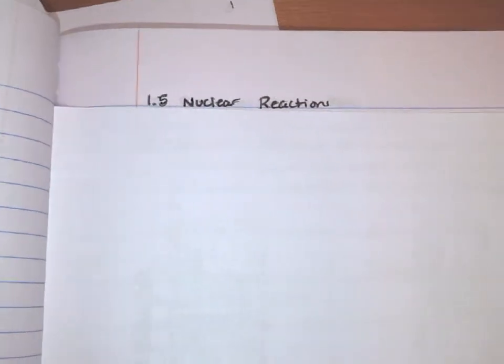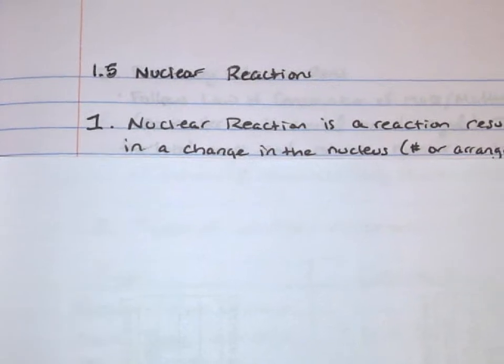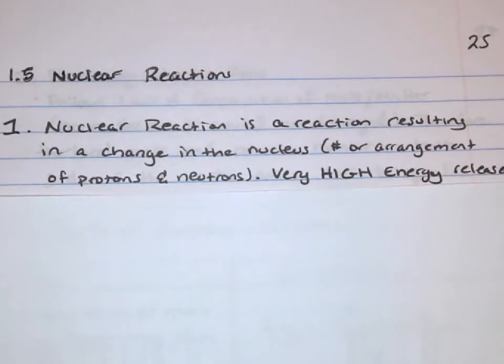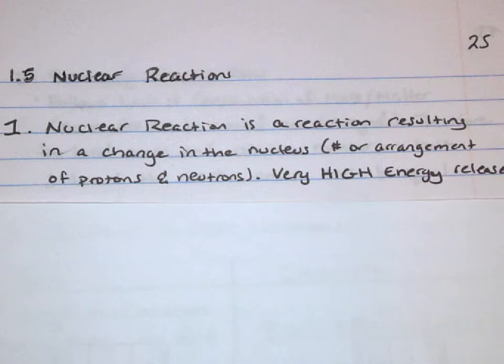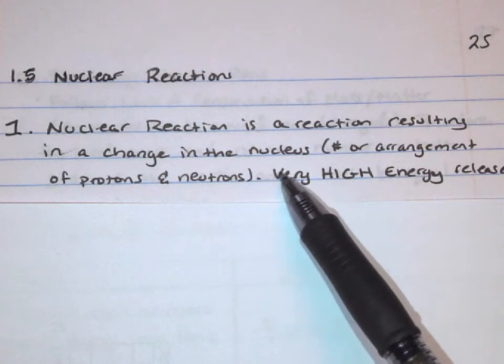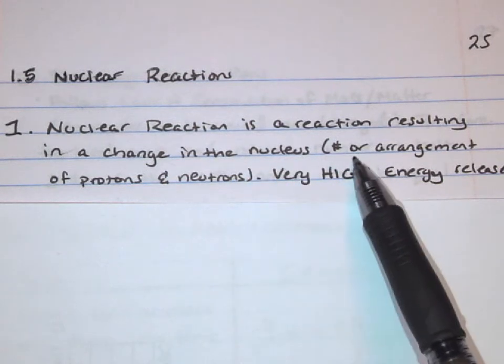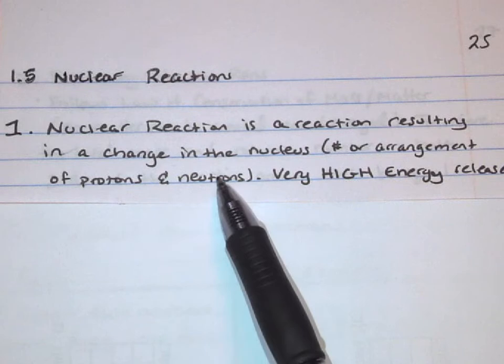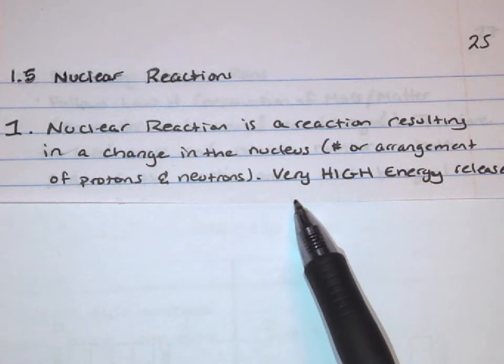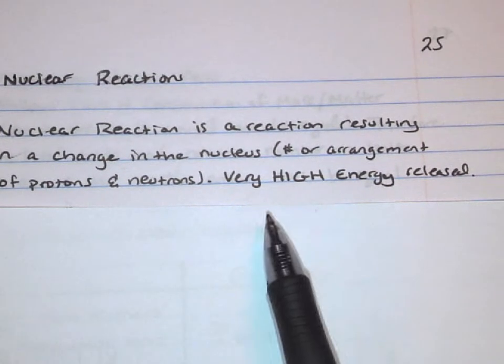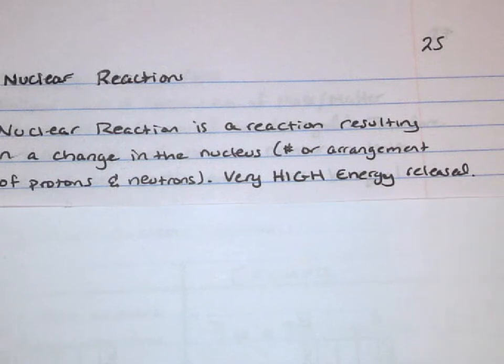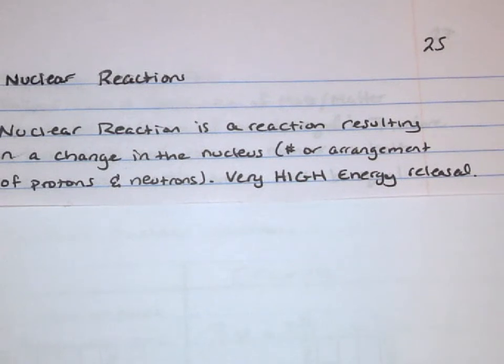Okay, so at the top we have Nuclear Reactions, that's the title. And first of all, what are nuclear reactions? A nuclear reaction is a reaction resulting in a change in the nucleus, and that can be the number or arrangement of protons and neutrons. And they're very high energy, so a lot of energy is released during a nuclear reaction.